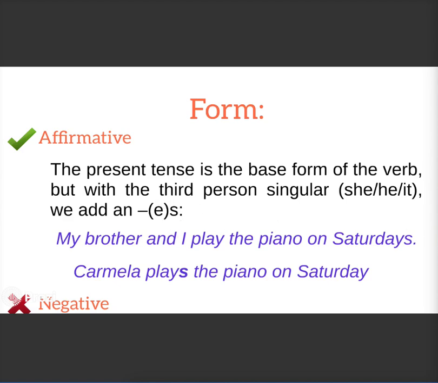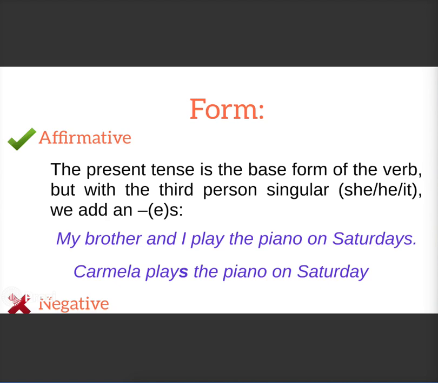Nico, do you have questions? Voy a decir completo porque Juan Andrés dijo una parte mal. Affirmative. The present tense is the base form of the verb, but with the third person singular, she, he, it, we add s. My brother and I play the piano on Saturday. Carmela plays the piano on Saturday. Thank you, Nico. Thank you very much.